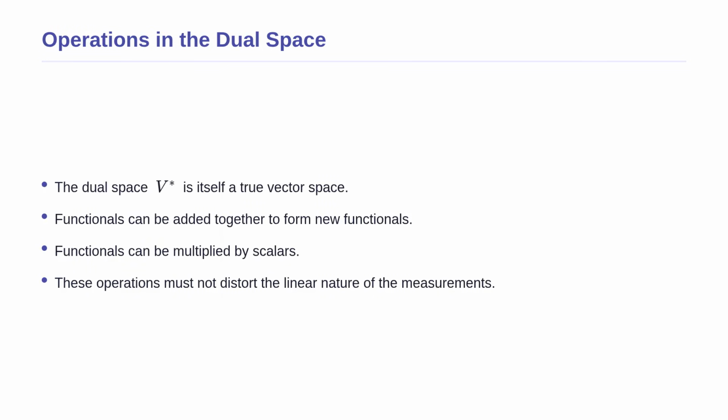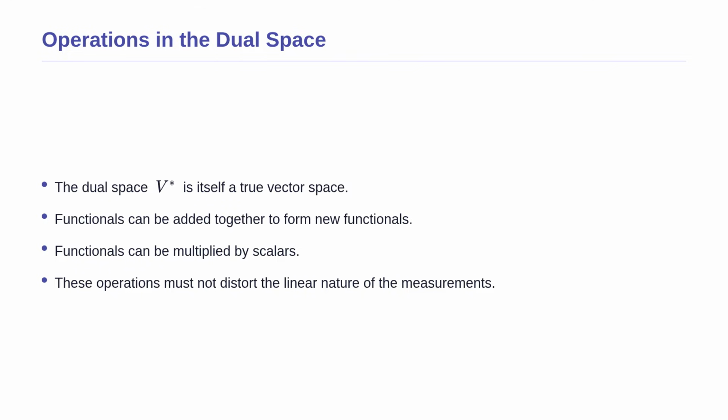Now that we have seen a single functional in action, we must ask, how do these functionals interact with each other? Remember, we call the dual space a true vector space. For that to be true, the objects inside it, the functionals themselves, must follow the standard rules of vector spaces.